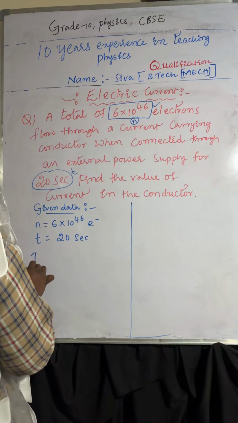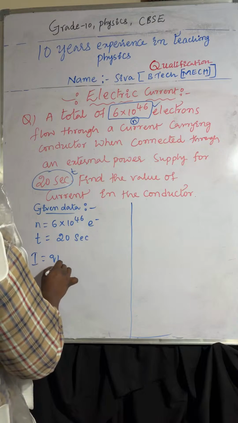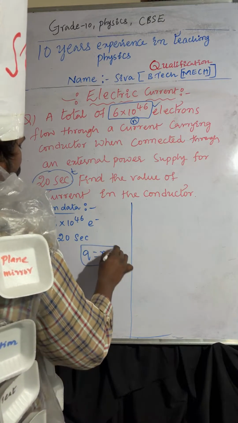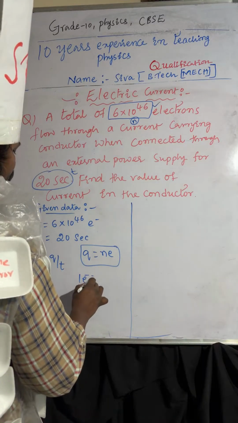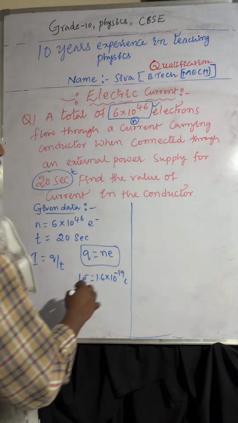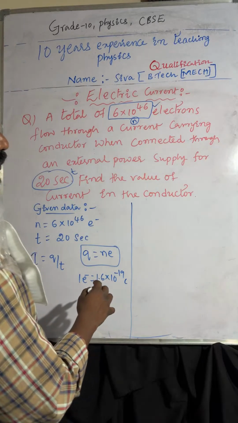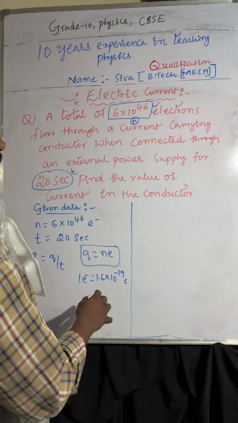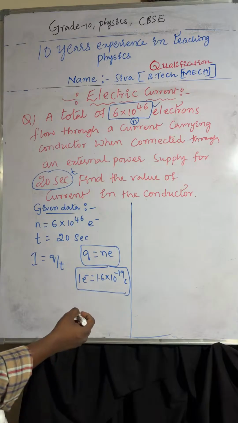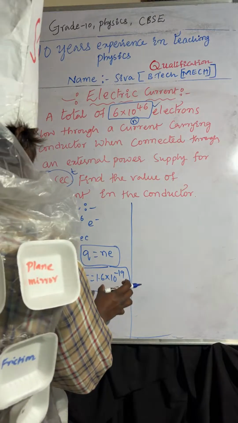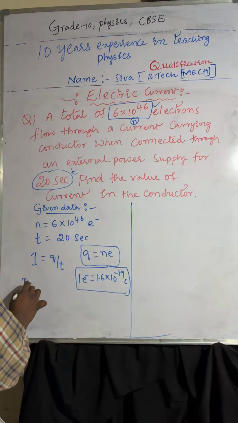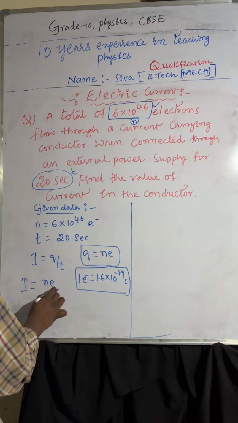Normally formula is I equal to Q by T. Q is not given, but Q equal to Ne, right? One electron has 1.6 into 10 power minus 19 coulomb. Sometimes they won't give this value, so you have to remember. When I'm explaining this concept, they won't give this type of value, so you have to keep in mind. So I equal to Ne by T.